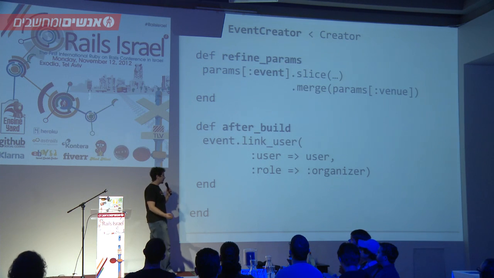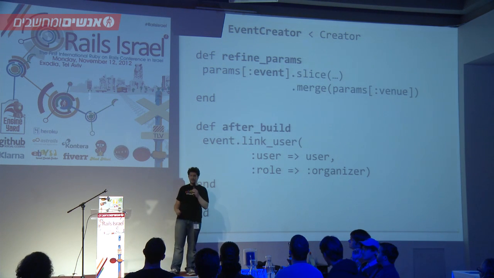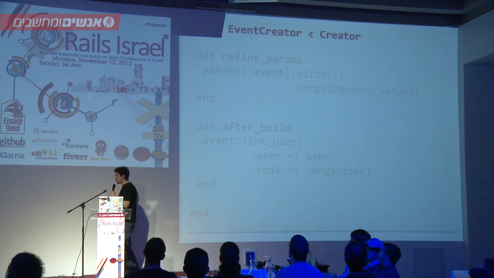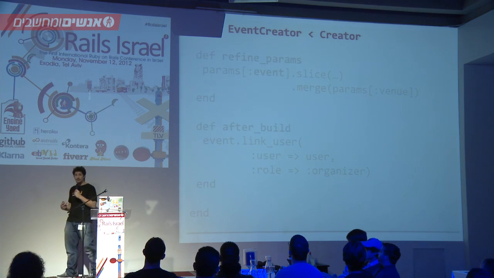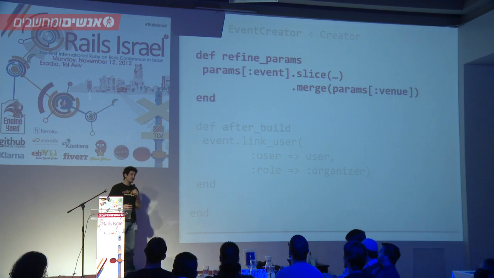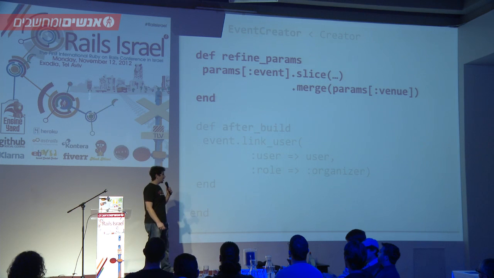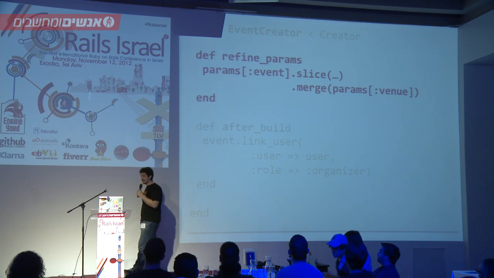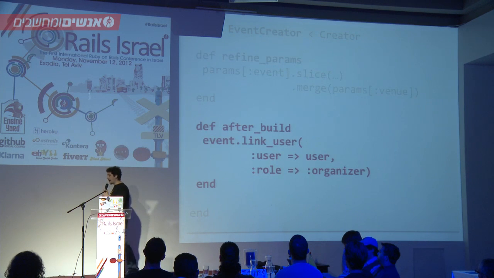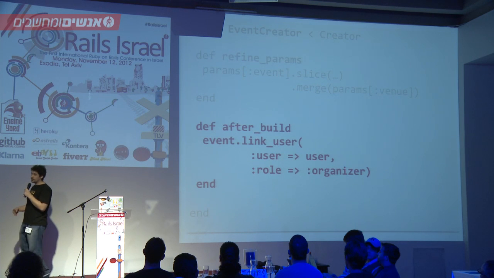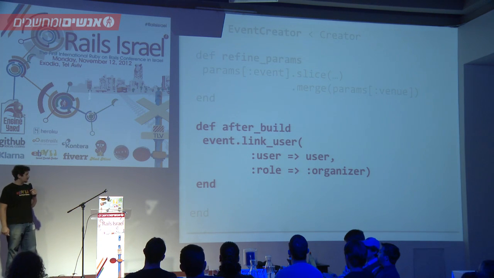So creators are very simple. They just inherit from a creator, and it understands by itself which type of object you're trying to create. You can massage the params however needed using the refine params method, and whatever you do here will get sent into your model create method. You also have after and before filters, so you can add more custom code whenever needed.